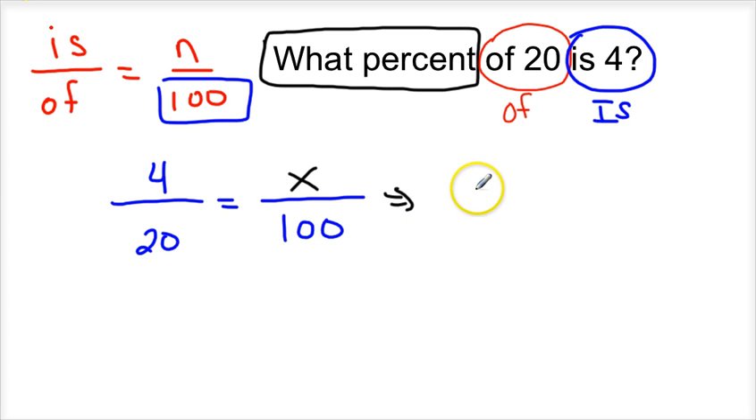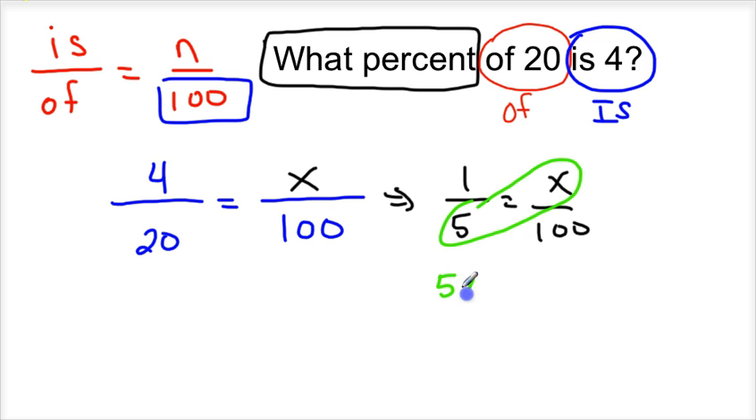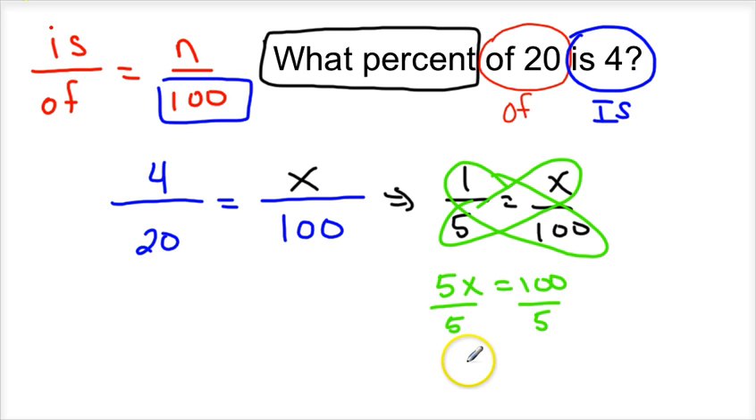I could divide both of these numbers by 4, and I would get 1 over 5 equals x over 100. Again, cross multiply. 5 times x, 5x. 100 times 1 equals 100. Dividing both numbers by 5 in order to get x by itself. 5 divided by 5 simplifies, and I'm left with 1x. 100 divided by 5, 20. So 1x or just x equals 20.